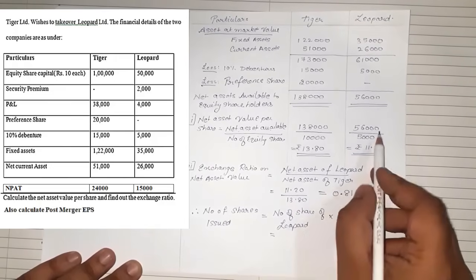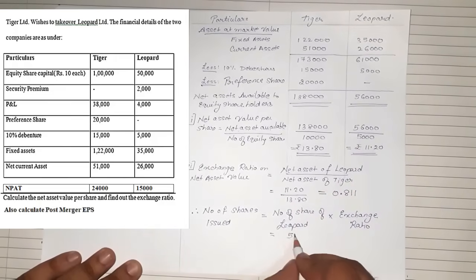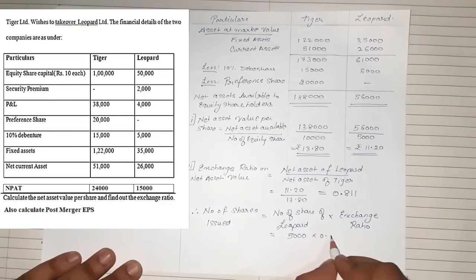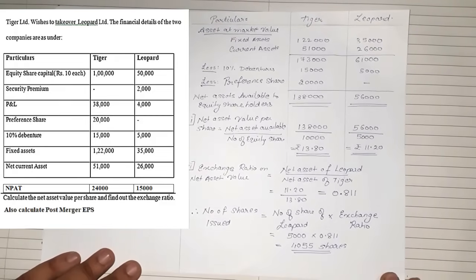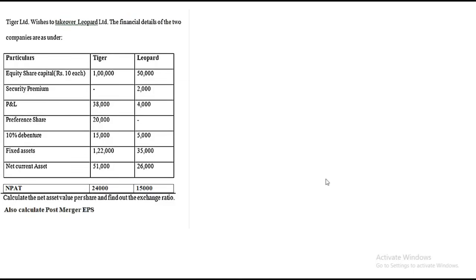So here we have number of equity shares of Leopard was 5,000 into the ratio 0.811 share. When you multiply, we got the value as 4055 shares. So in order for Tiger to take over Leopard, Tiger will have to give Leopard 4055 shares of Tiger Limited. Now since we have found the new number of equity shares, we can use that same value and find the post-merger EPS.